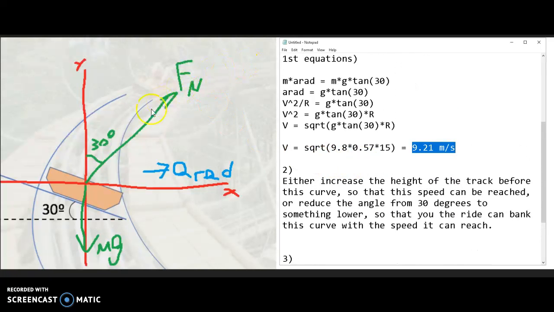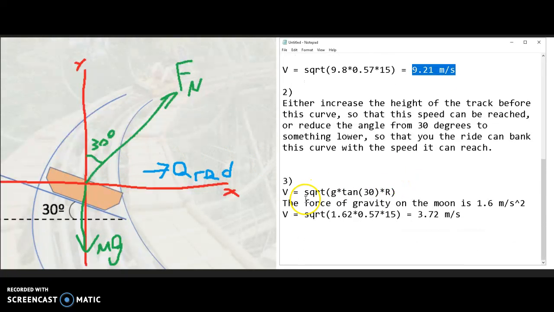If we're not fast enough, even without braking, to get to this speed, then we need to reduce this angle of 30 to something lower, because the lower the angle, the less velocity you need to bank it perfectly. If our angle was higher, then we would need a faster velocity to bank it perfectly.